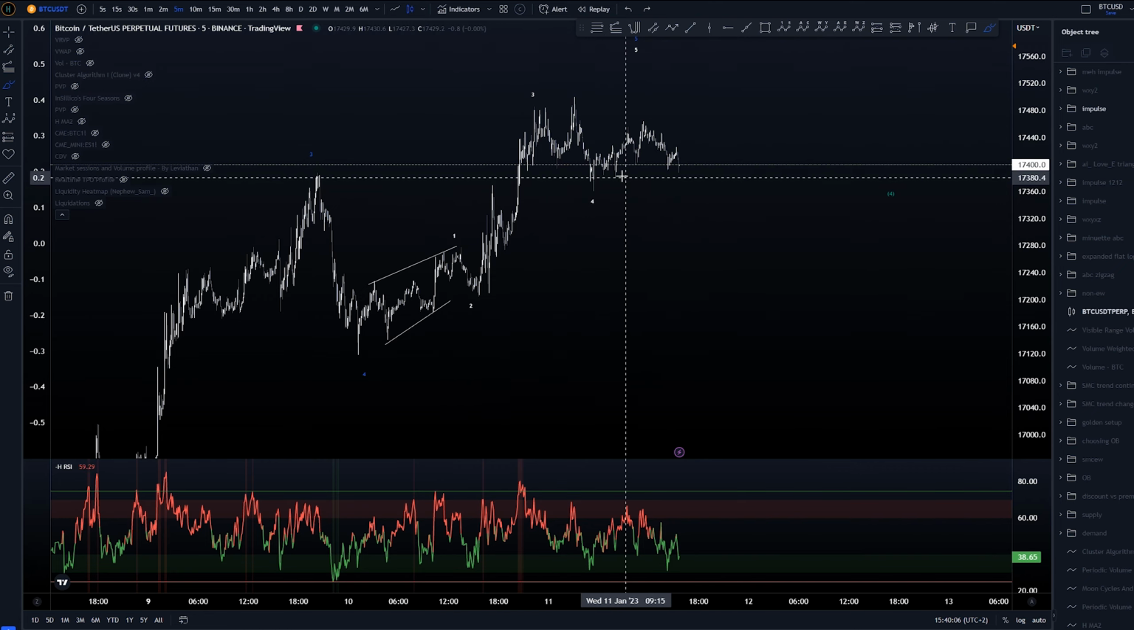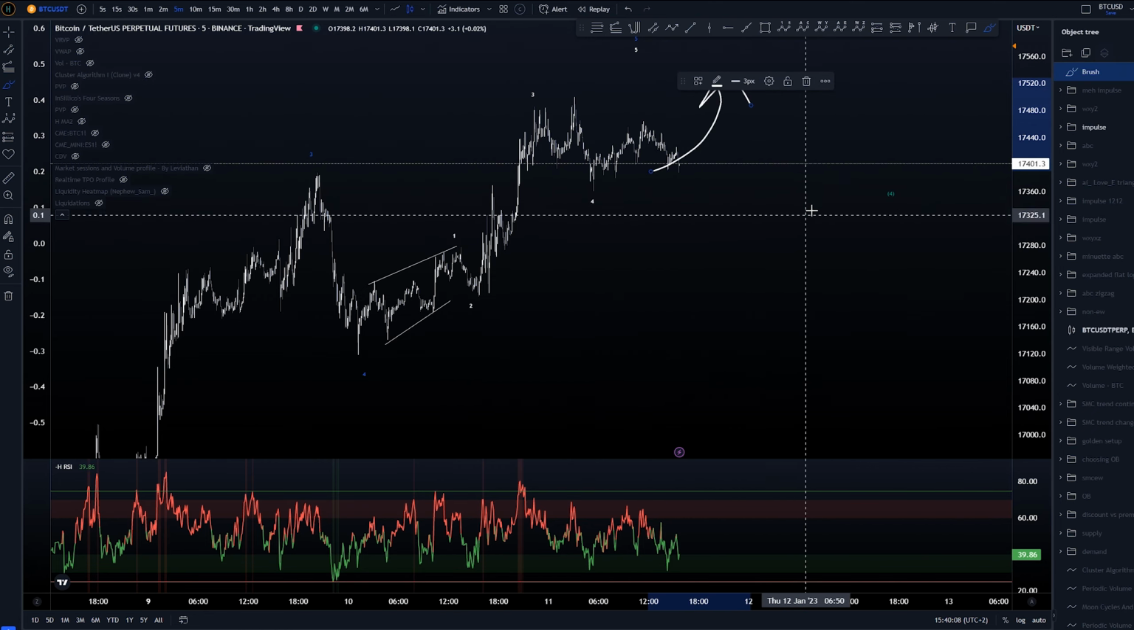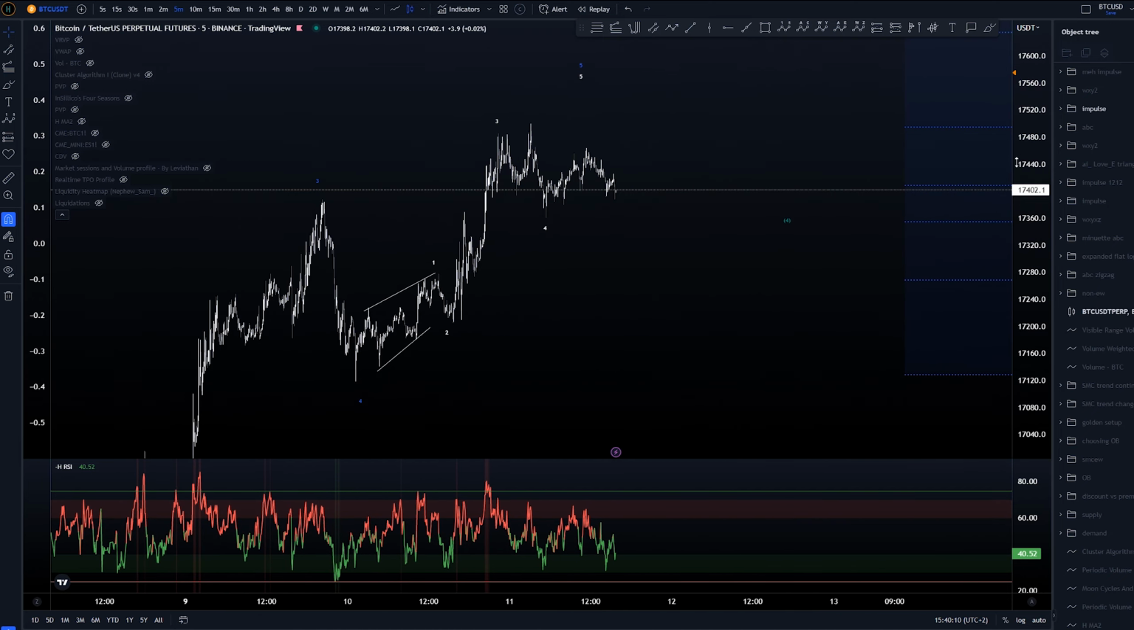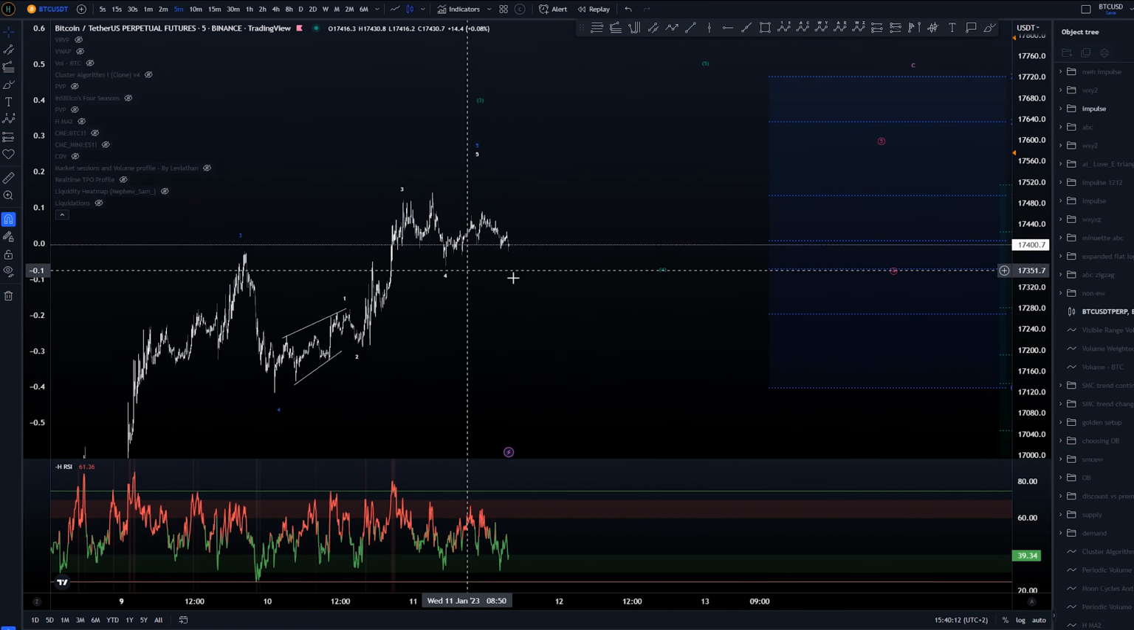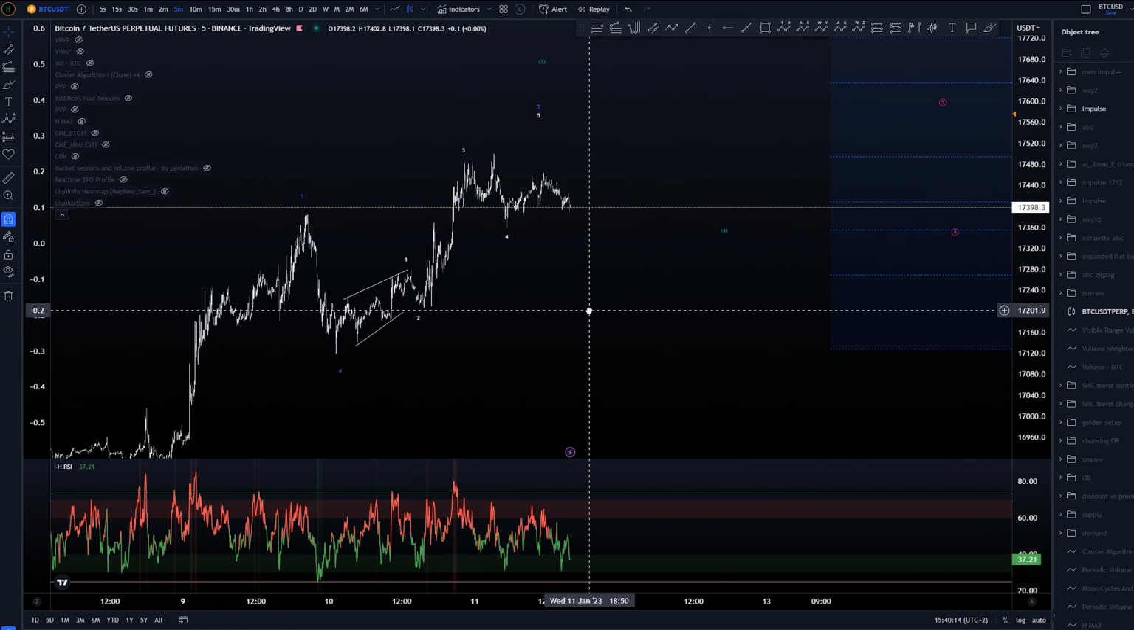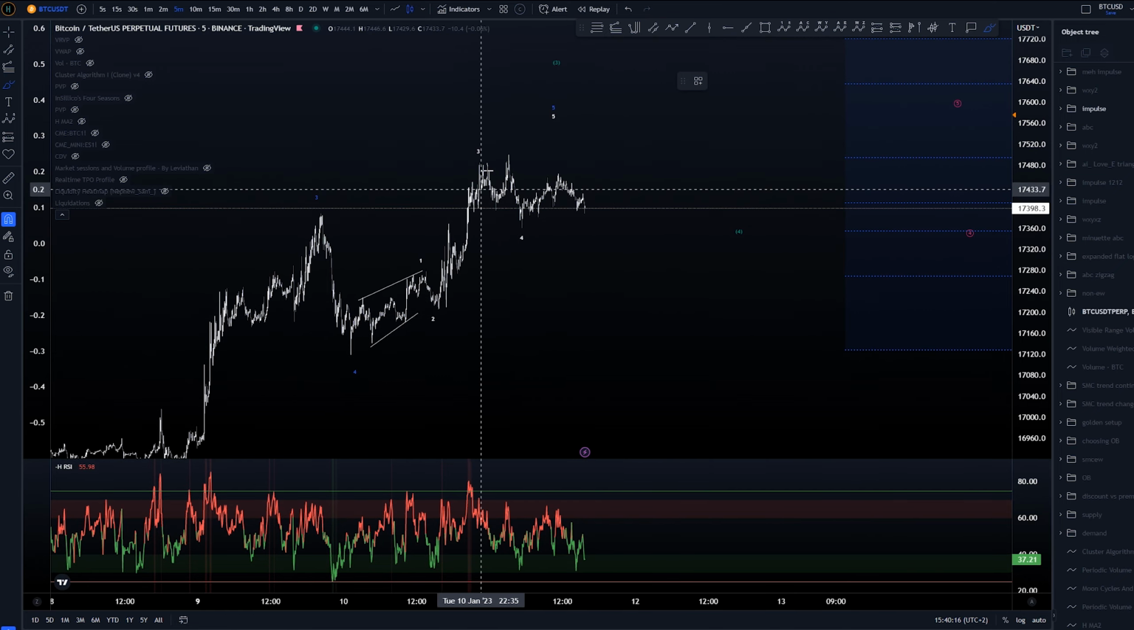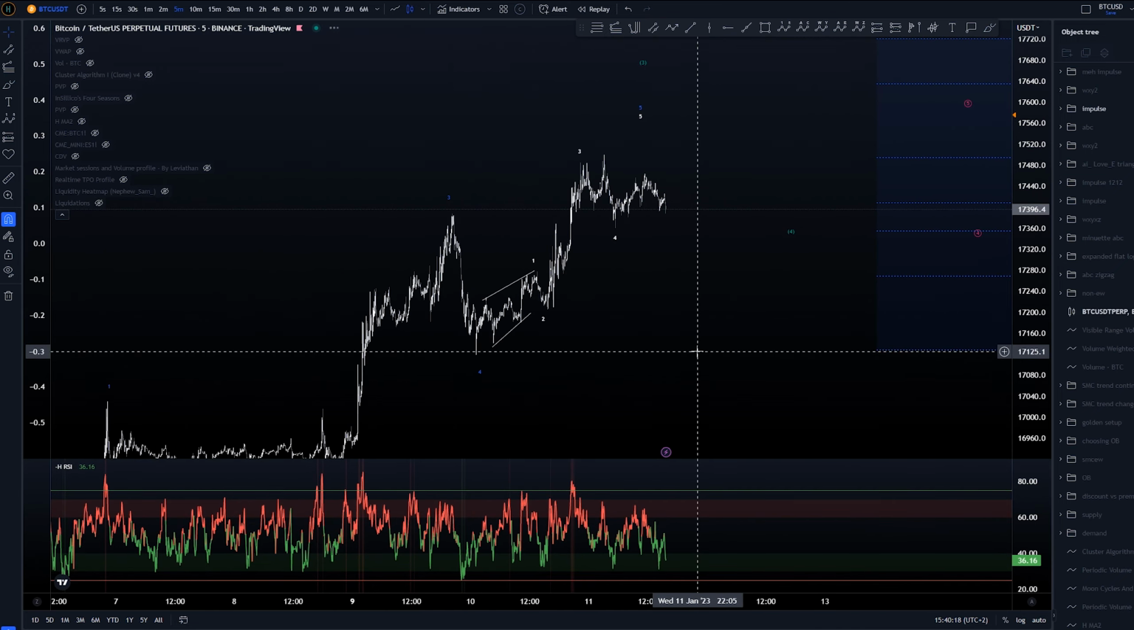But again, if this continues to create these structures up higher, these 3s and 4s, there is very much a potential of getting out of those shorts as well. But yeah, that is the structure here.